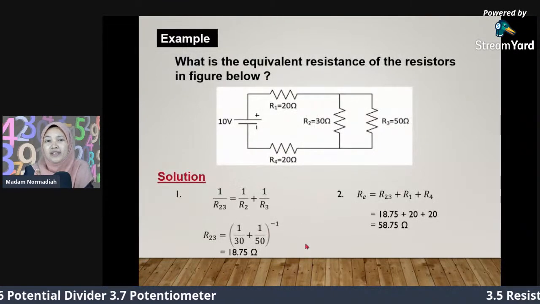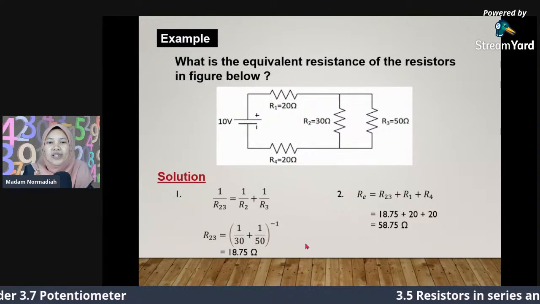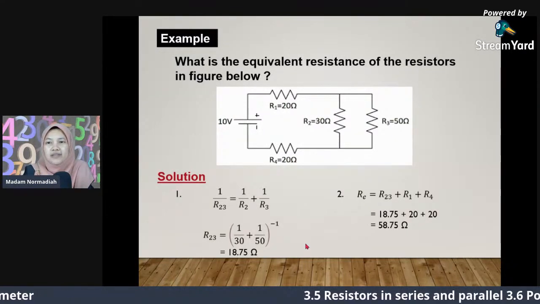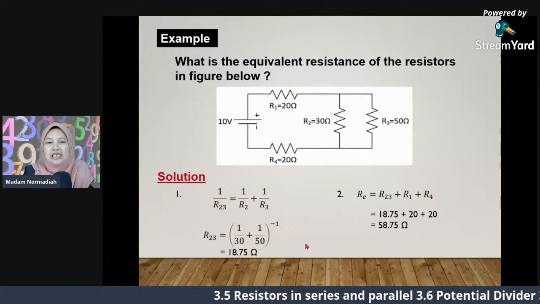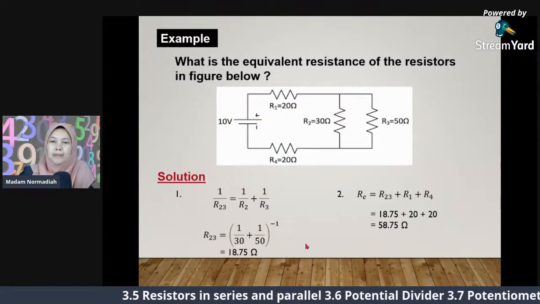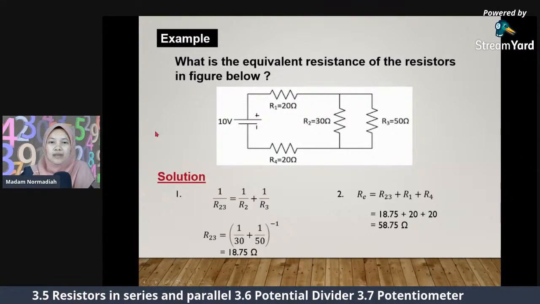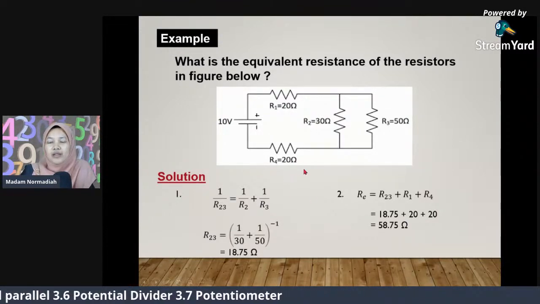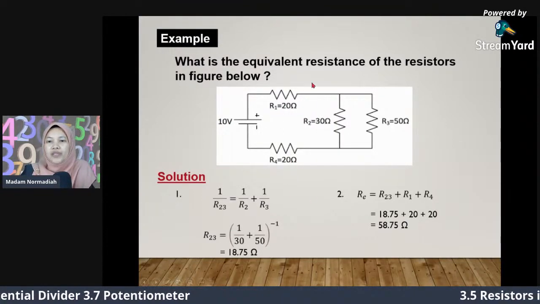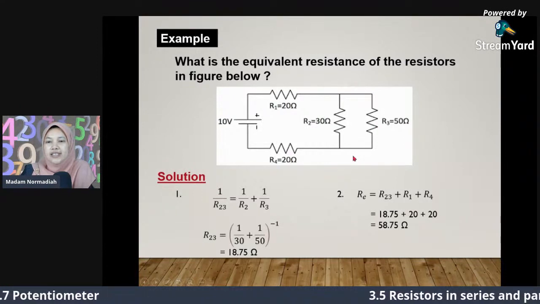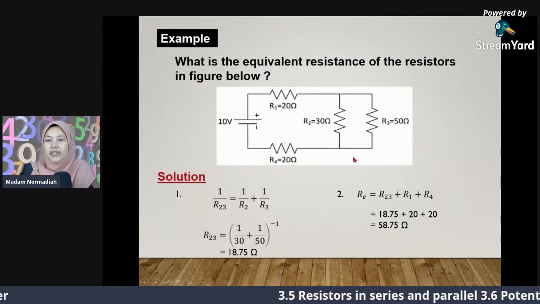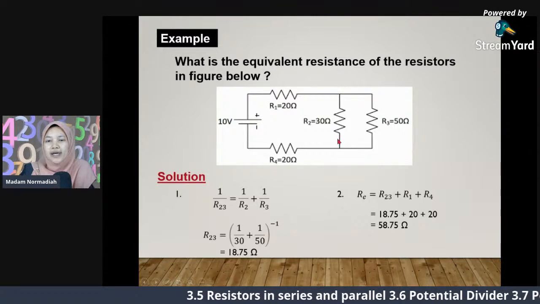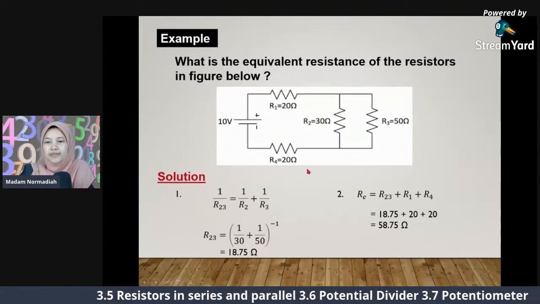Okay, we have another problem. What is the equivalent resistance of the resistors in the figure below? So first, we need to analyze the type of arrangement. We found that this circuit is a combination arrangement. We have parallel and series arrangement.